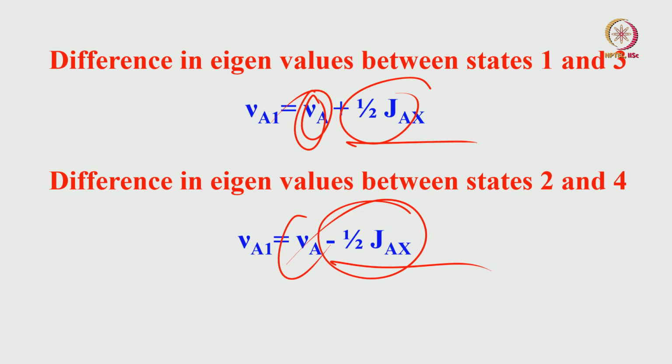If you calculate mathematically, quantum mechanically, you have to write down the Hamiltonian, diagonalize the Hamiltonian, calculate the eigenvalues, get the frequencies and get the difference of the frequencies by applying your selection rules.